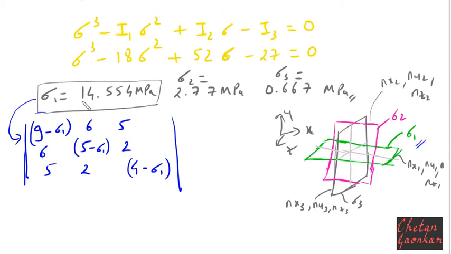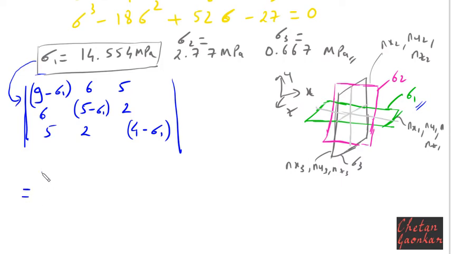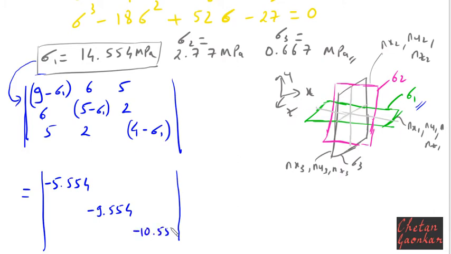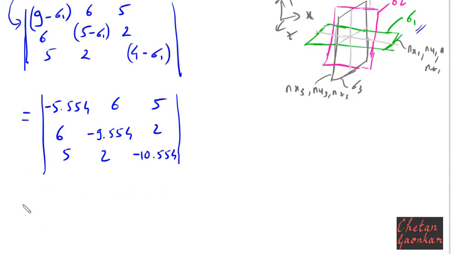If I substitute the value of sigma 1 as 14.55, I will get this determinant as minus 5.554, then minus 9.554, and this value will be minus 10.554, and the shear stress components remain the same, 6, 5 and 2. Okay, now after doing this, what we need to do is find three terms called A1, B1 and C1.